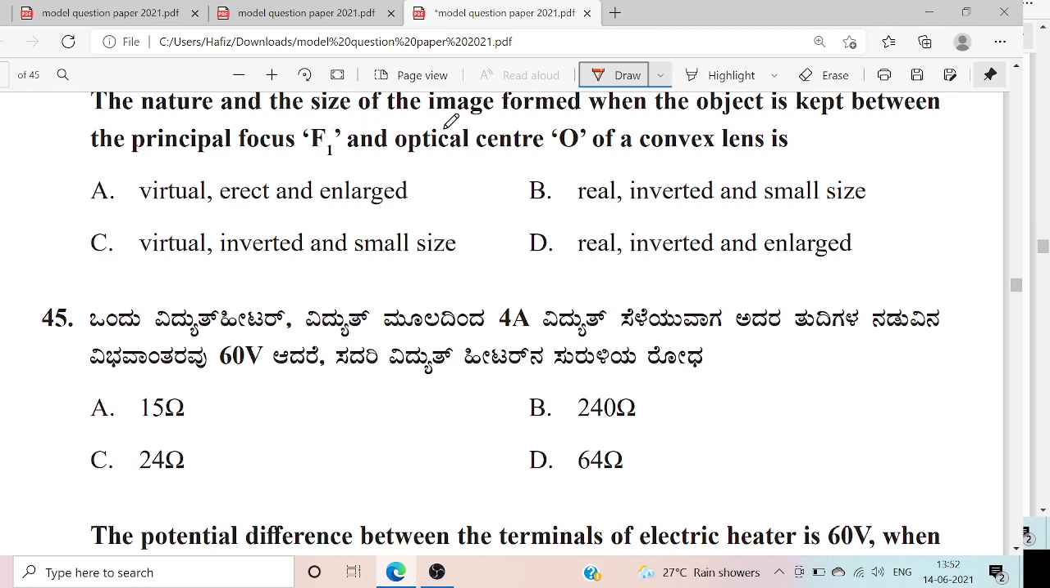The nature and the size of the image formed when the object is kept between the principal focus F1 and the optical center O of the convex lens. First thing is that a convex lens, children, you know that it produces real and inverted images, whereas a concave lens produces virtual, erect and diminished images. Okay, and a convex lens, for one position of the object, produces a virtual, erect and enlarged image, that is nothing but this position which is in the option, that is between F1 and optical center, means option A is the right option in that.